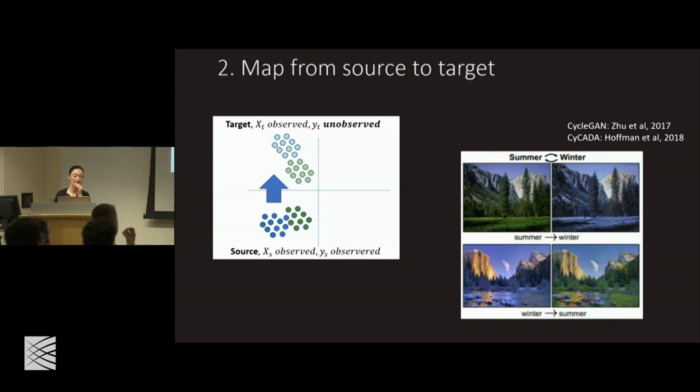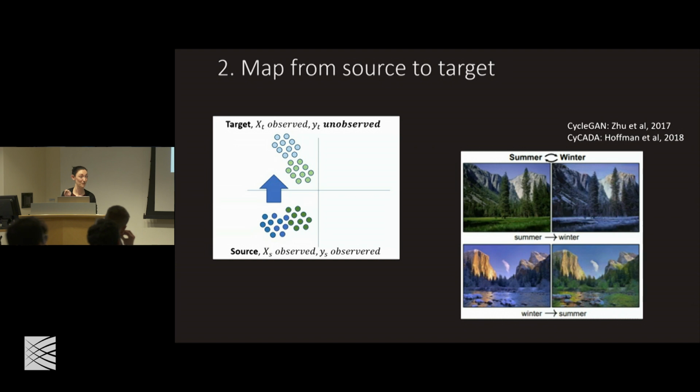Another approach is mapping source to target, and I'm going to talk about it in the context of CycleGANs and CyCADA, just because I think this work is really fascinating in terms of generative adversarial neural networks. So a CycleGAN is actually, I'm just going to poll the room. How many people are familiar with generative adversarial neural networks? Oh, awesome. Lots of people. So I'm going to go over it very briefly.